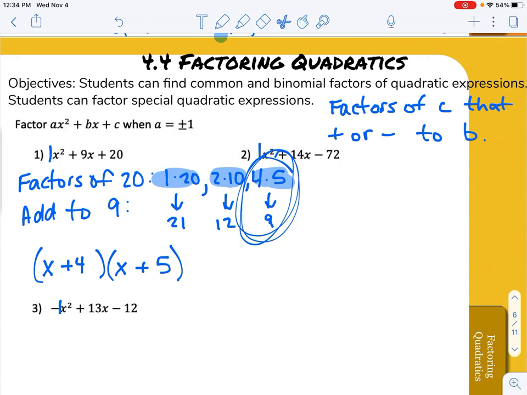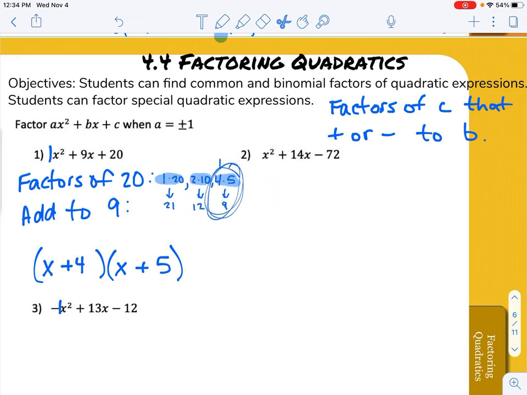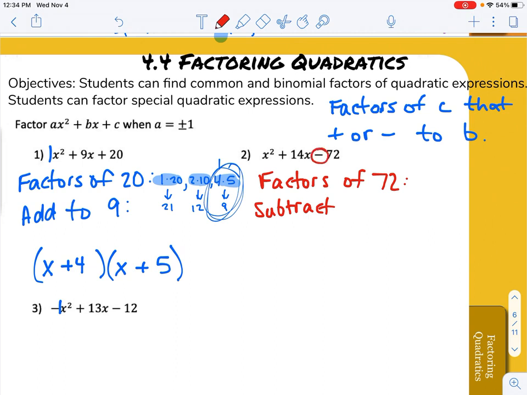So this next problem works very similar to the last one. This time though, we want factors of 72 that subtract, because of the sign here, to positive 14.